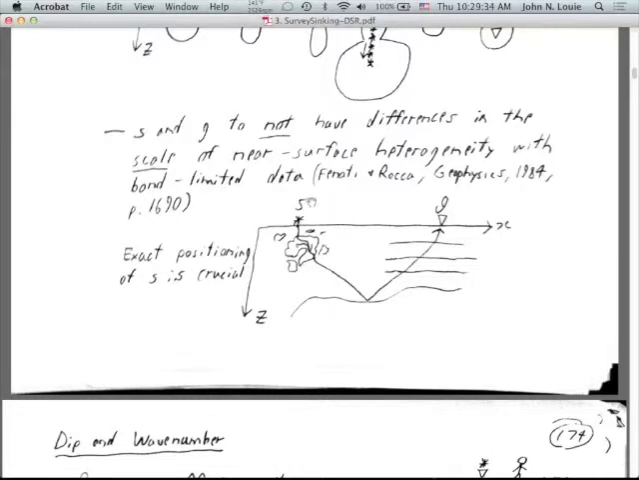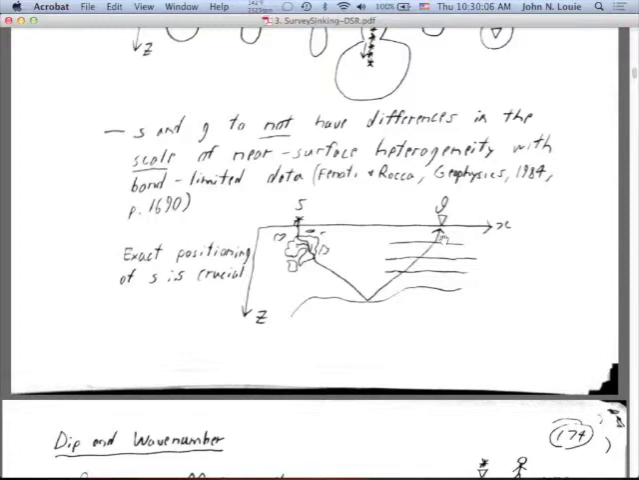If I'm setting off my sources in bouldery alluvium, and I've got my receivers out in a flat playa, it turns out that you can move the source by 1 meter, and you get a very different recording. And those of you who have any experience recording data on alluvium can appreciate that fact.